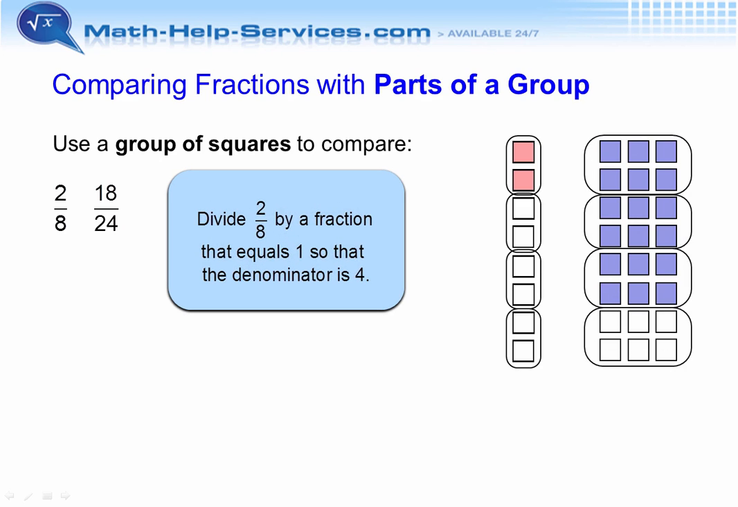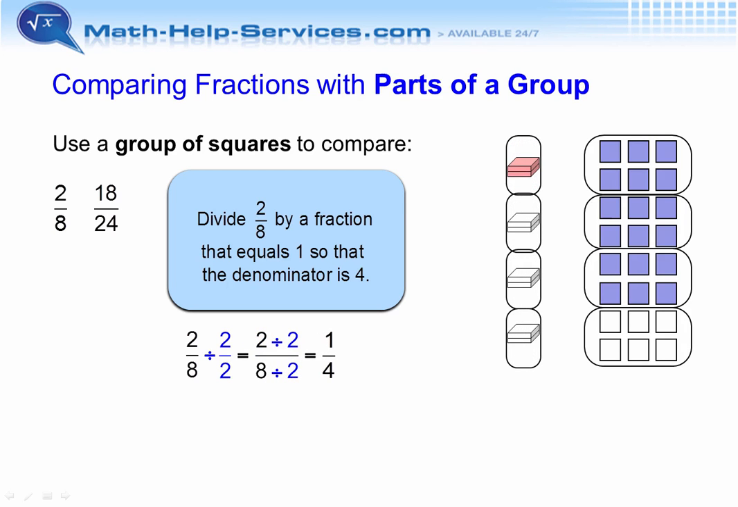Divide 2/8 by a fraction that equals 1 so that the denominator is 4. Well, 8 divided by what is 4? Well, that will be 2. So our 1 in this case will be 2 halves. So we'll divide by 2 halves. And we see this is 1/4.